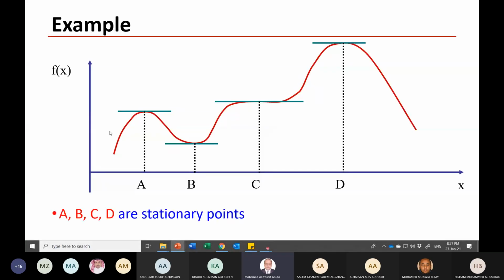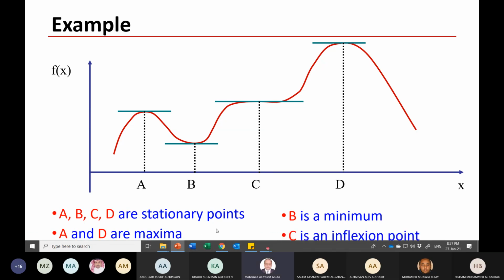If this is the function, you can have points a, b, c, d, where the derivative is equal to 0. Here, a and d are maxima, b is a minima, and c is what? A flat point, inflection point, saddle point. So this is the inflection point. You have positive on one side and low on the other. The derivative is equal to 0.